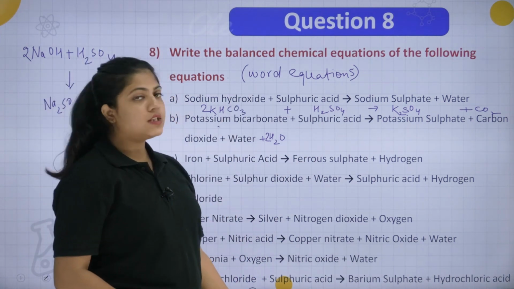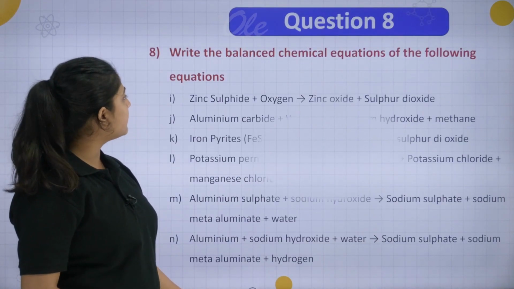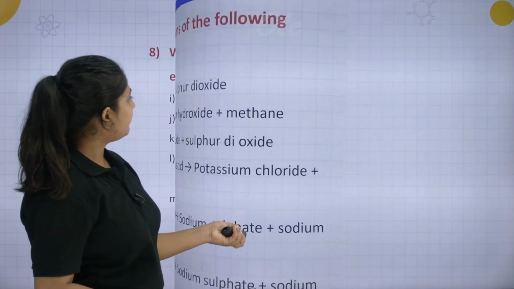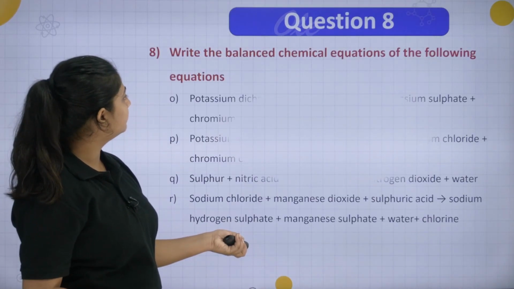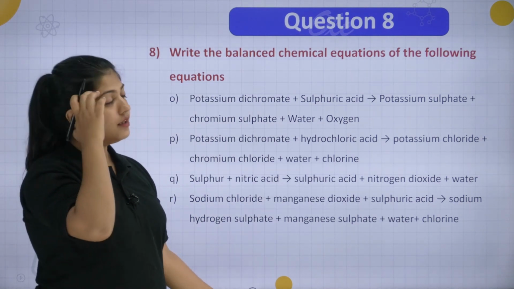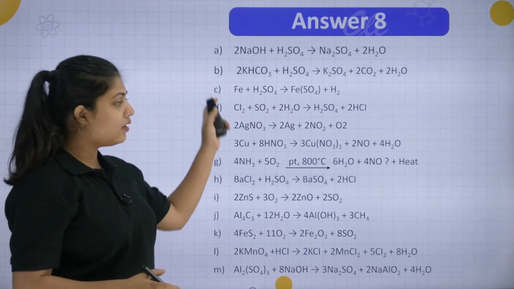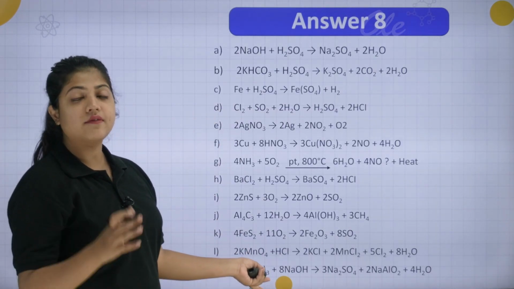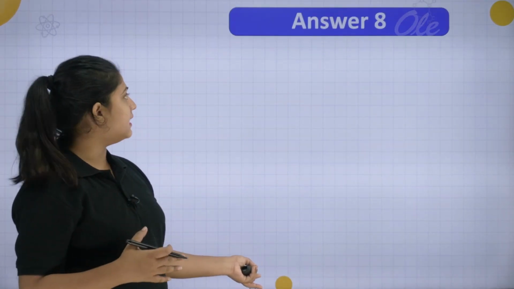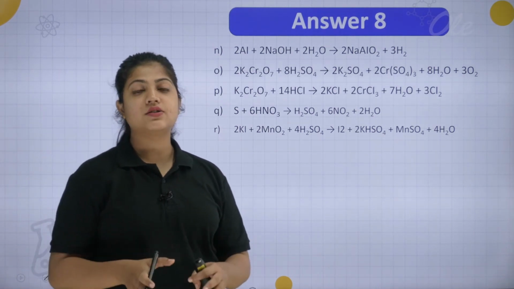So these are the ways by which you can solve these questions, although the answers are given to you, okay. As you can see, all these are basically the questions. The well balanced equations of all these word equations that are given to you are already given as the answers, okay. So I hope you have understood these questions.